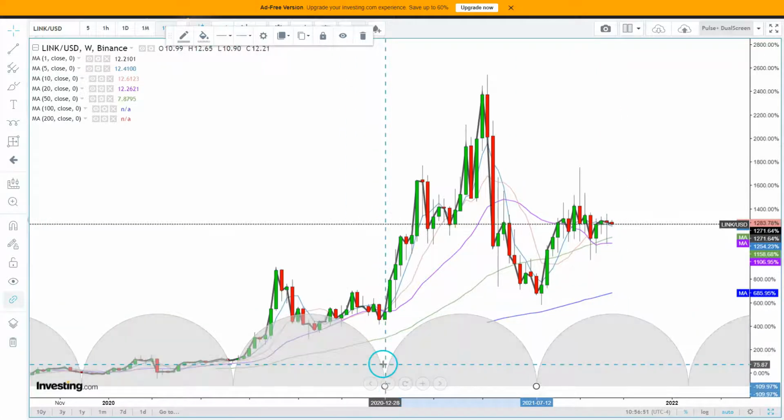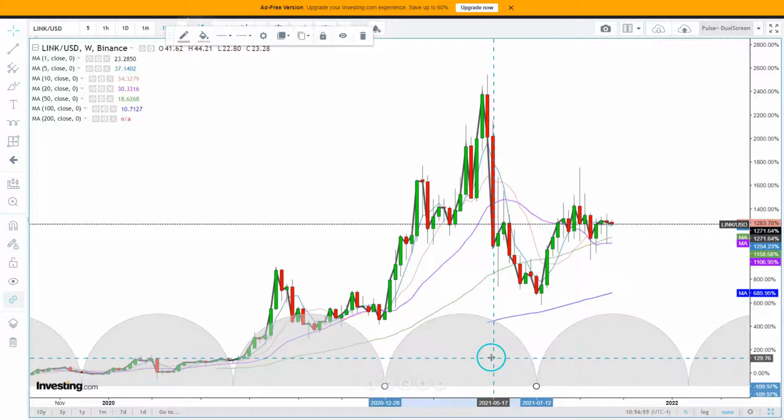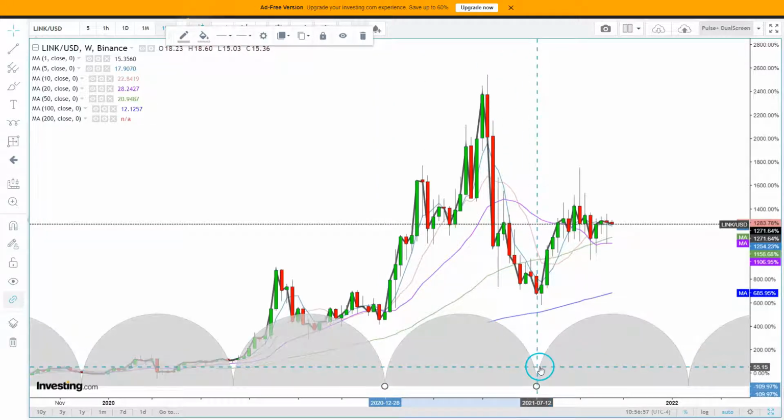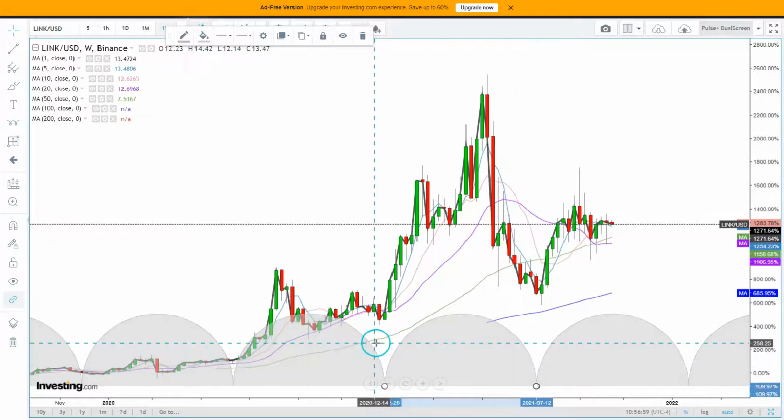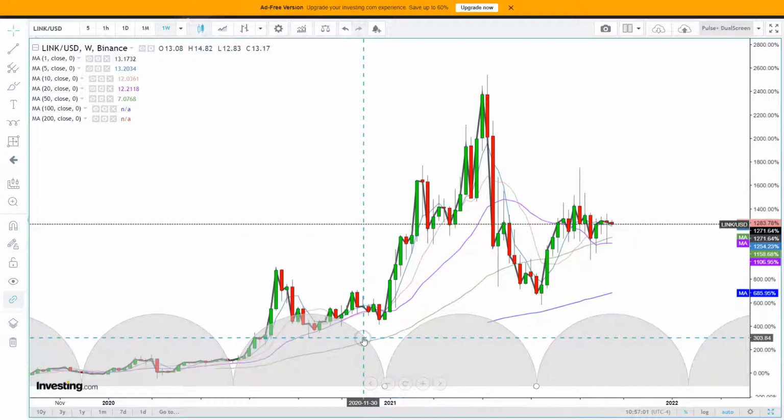Just see how surgically the time cycle nailed the low here, and also in this instance, the high. There's something going on here with the time cycles.